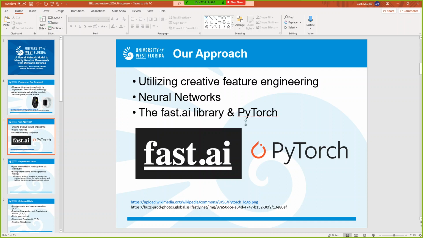We also use neural networks and the FastAI library in PyTorch. FastAI has kind of revolutionized making neural networks applicable to everyone, and it's built off of the PyTorch library.